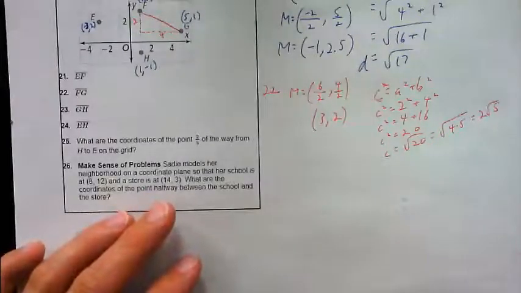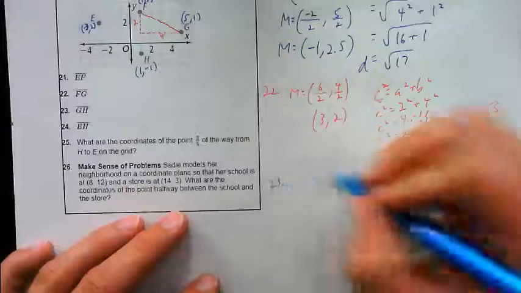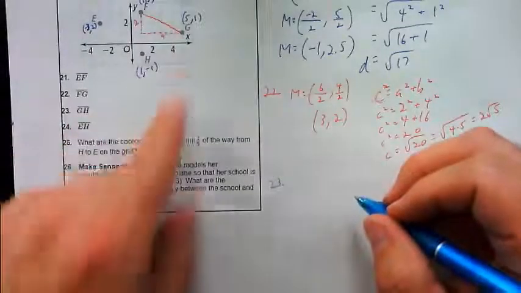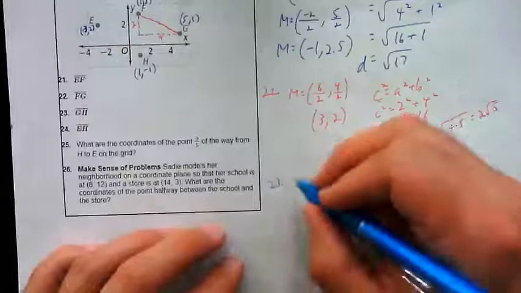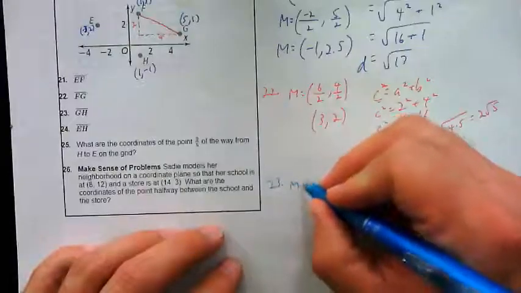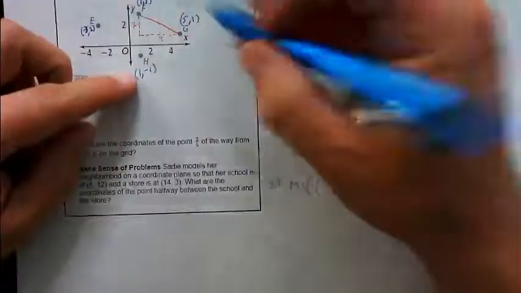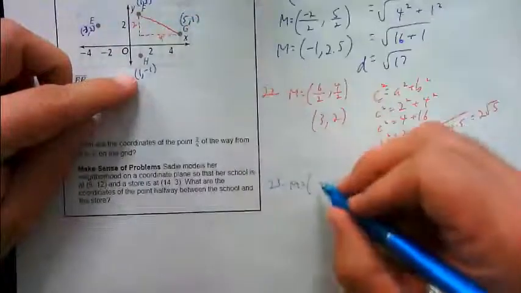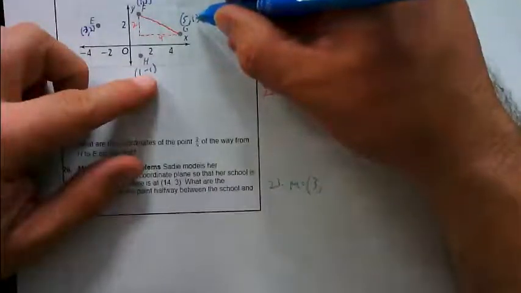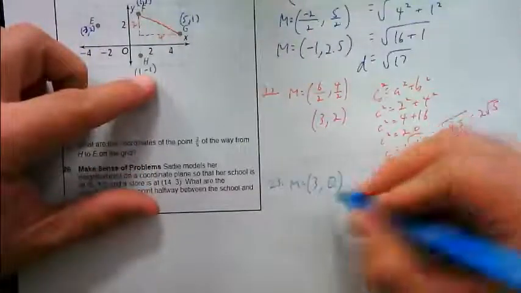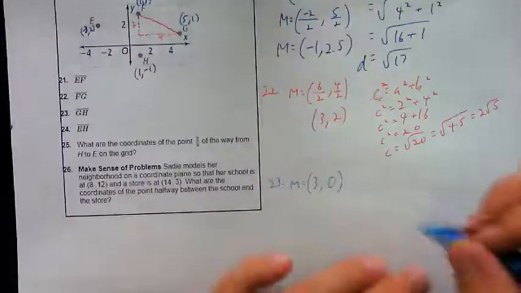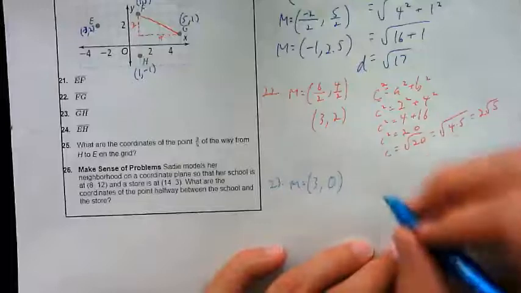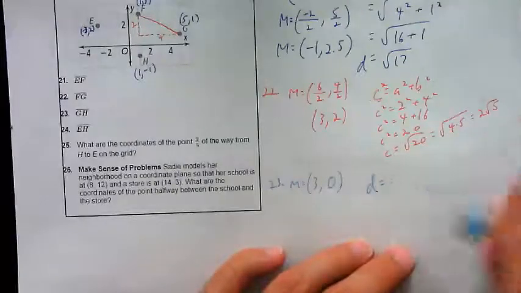Alright, let's do 23. 23, same idea, G to H. Again, midpoint, it's an average, 1 and 5. 1 plus 5 is 6. 6 divided by 2 is 3. For the y's, -1 and 1, add them together, you get 0. 0 divided by 2 is 0. That's my midpoint. If you want to do some combination of distance and Pythagorean theorem, that also works.